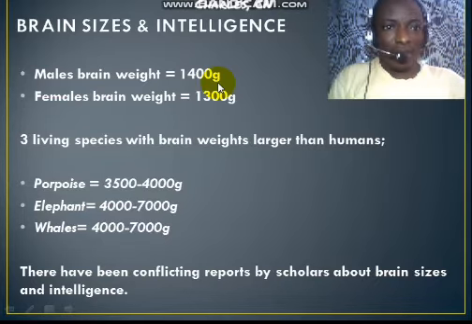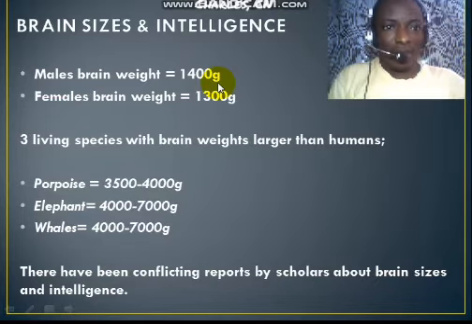Now, coming to think of this, the porpoise, the elephants, and the whales have very massive brain weights. But are animals more intelligent than human beings? Do you think that the elephant is more intelligent and smarter than humans? Well, for me, the answer is no, because human beings are the most intelligent species or living thing on Earth. So this report should be abolished, because there is no way you can correlate brain sizes and intelligence.